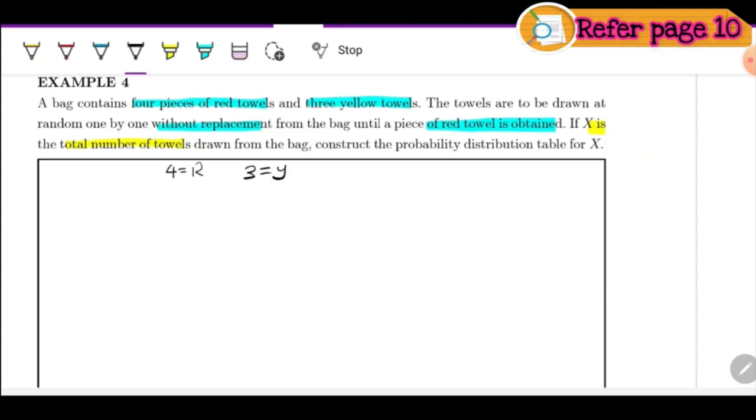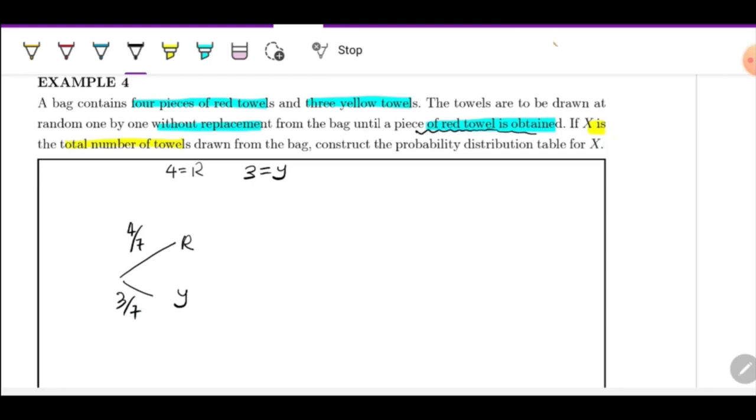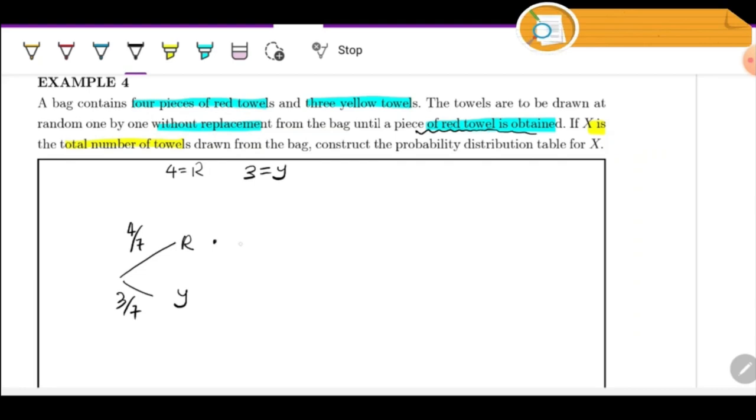To help us understand this question, draw a tree diagram. So first draw, we could get either red or yellow. So the probability of getting a red towel is 4 out of 7. And the probability of getting a yellow towel is 3 out of 7. From the question, it says that we draw a towel from a bag until we get a red towel. So, if we get a red towel, we don't have to continue the process. But if we get a yellow towel, then continue the process.